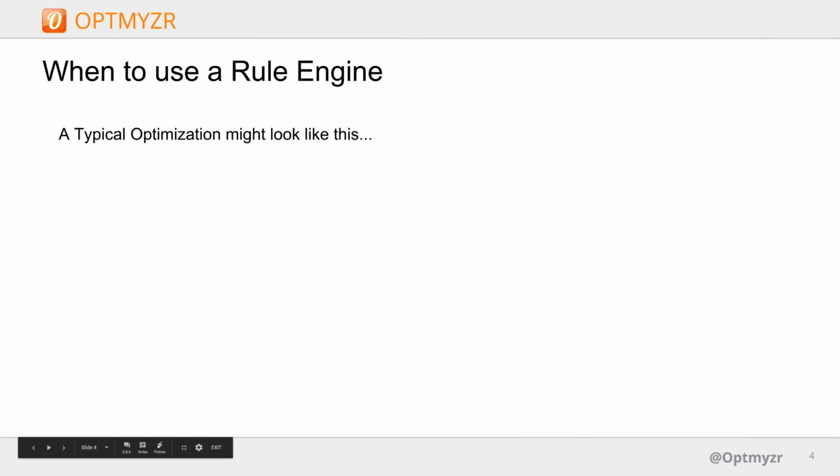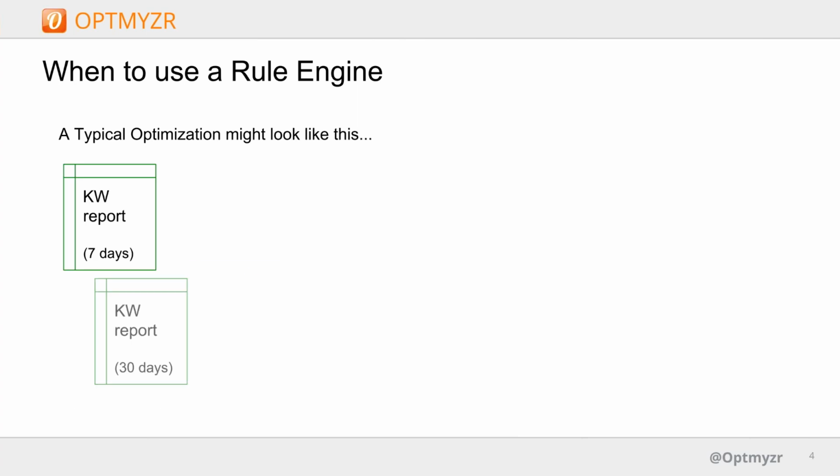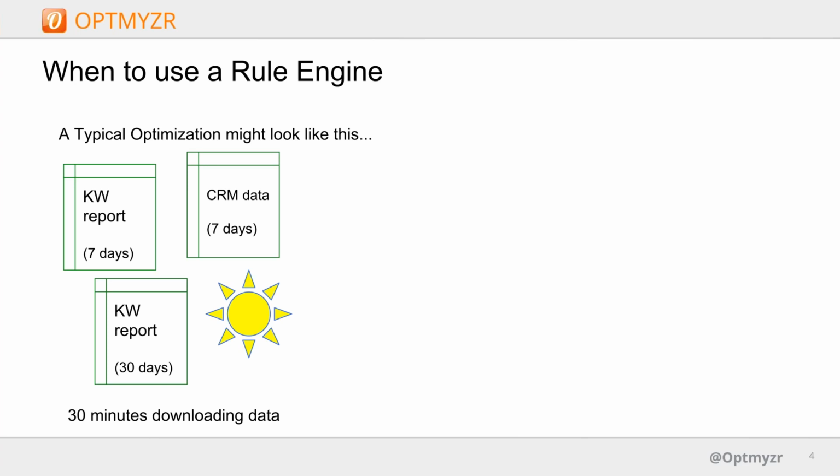The time that you might want to use a rule engine is to facilitate a more advanced optimization. A typical advanced optimization might look something like this. You go into AdWords, you pull a bunch of reports for different date ranges and different scopes, maybe keyword and campaign reports. But if you're more advanced, you also have some CRM data. You may have some data in Salesforce, or some data from a third-party call tracking vendor.